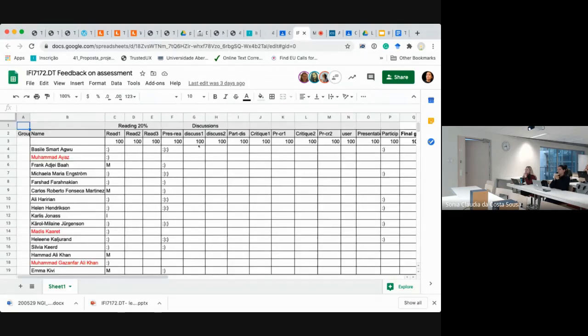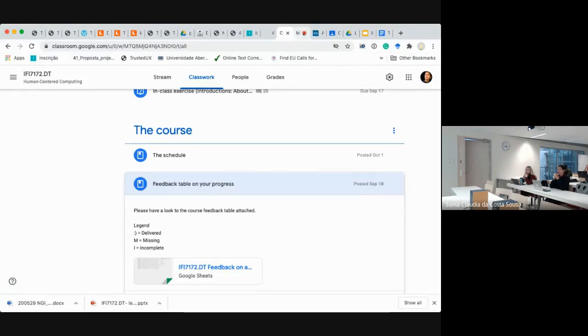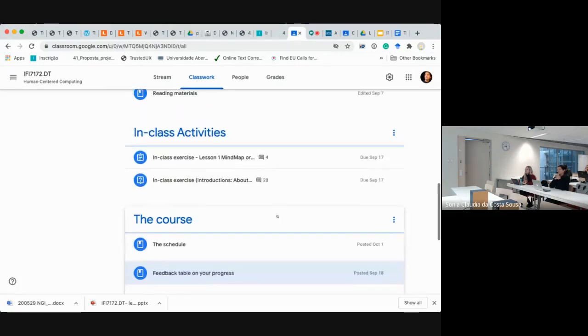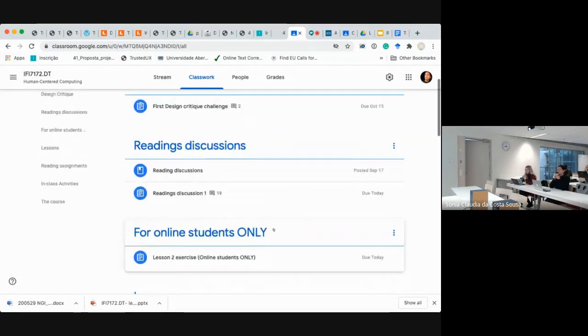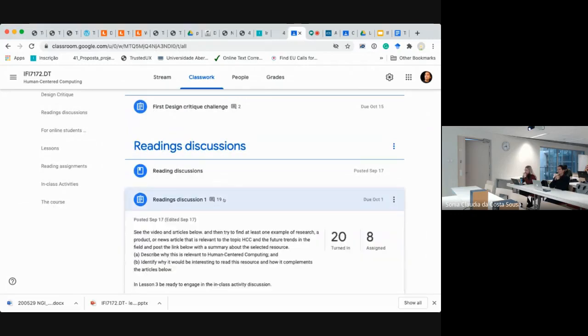So please, from time to time, have a look at this feedback table. I'm going to update it throughout the course. Sometimes I make mistakes. If I note something or if you noted something that is not correct, let me know and I will correct it. Yeah? Yes? This is about the course. That's it. So let's go to the reading discussions.